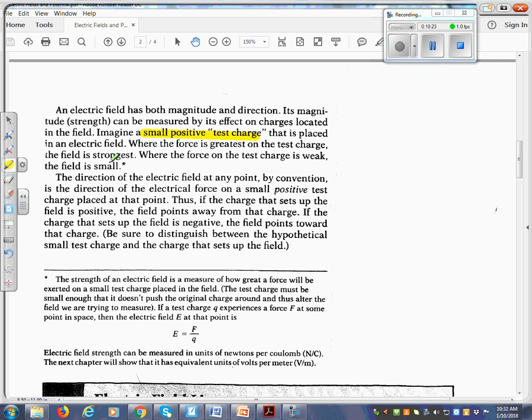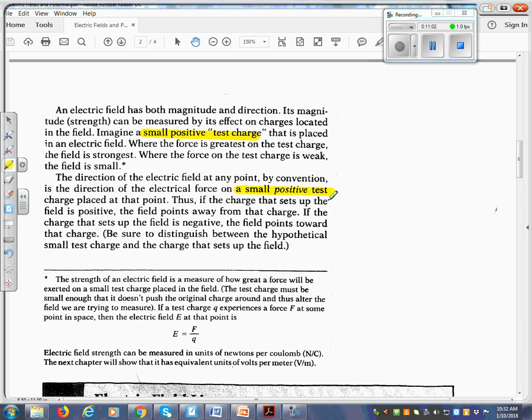The direction of the electric field at any point, by convention, is the direction of the electrical force on a small positive test charge. So in other words, we always use positive test charges to check out electric fields. Always positive. I don't always use the word always, but in this case, it's always. If you screw that up, everything's wrong. It's kind of like messing up red, meaning stop, at a driver's test. It's an automatic fail. Don't mess it up. Small, positive test charge.